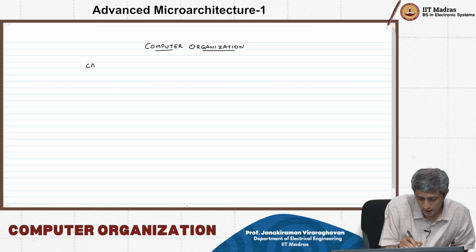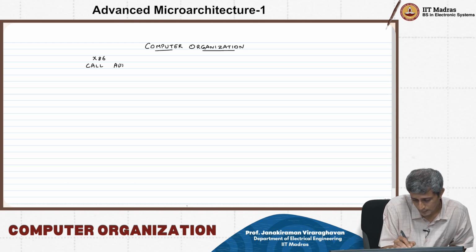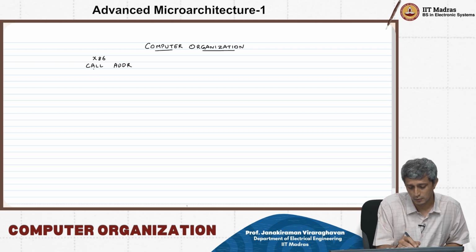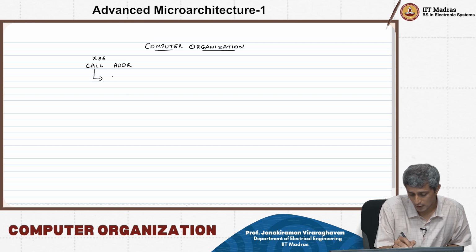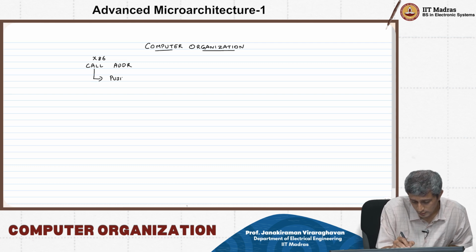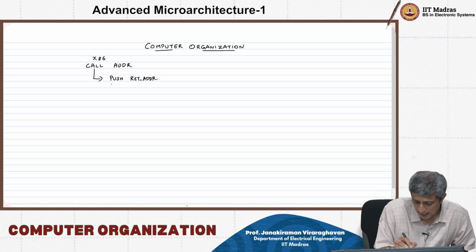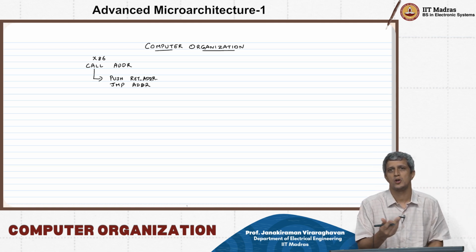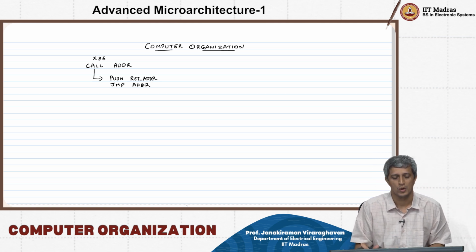So if you look at the call instruction in x86, address, right? Typically this is going to do the following: it is going to push the return address onto the stack, and then it is going to jump to the new address that you specify. It's actually going to go over there. That's what the call used to do, right?